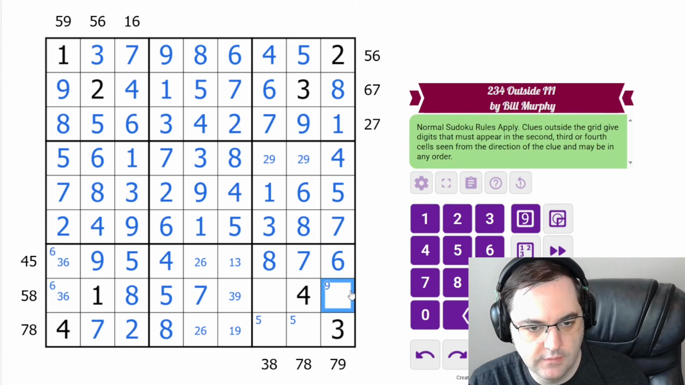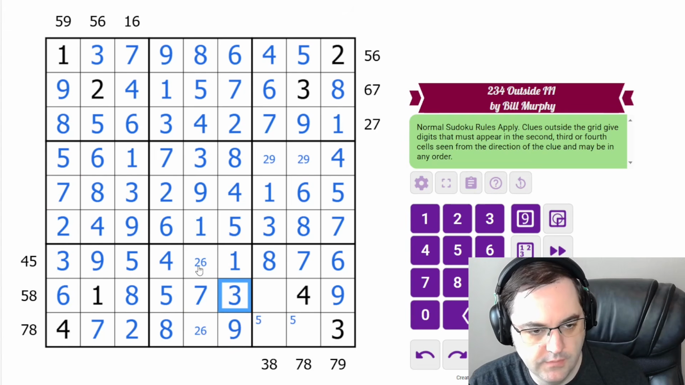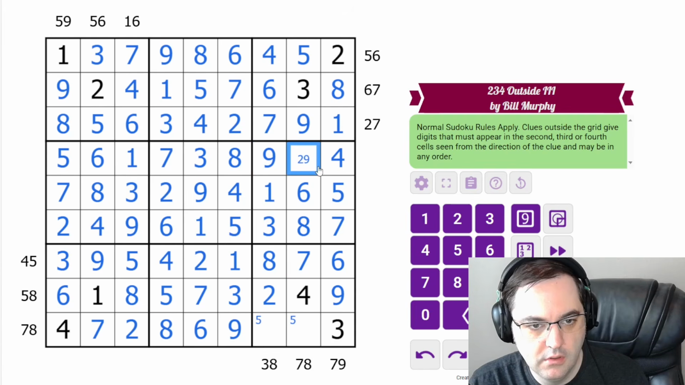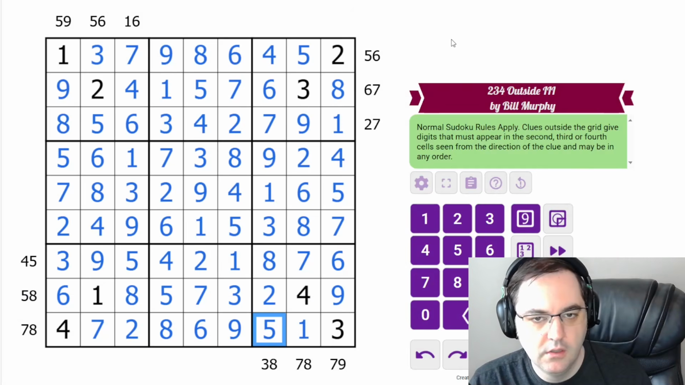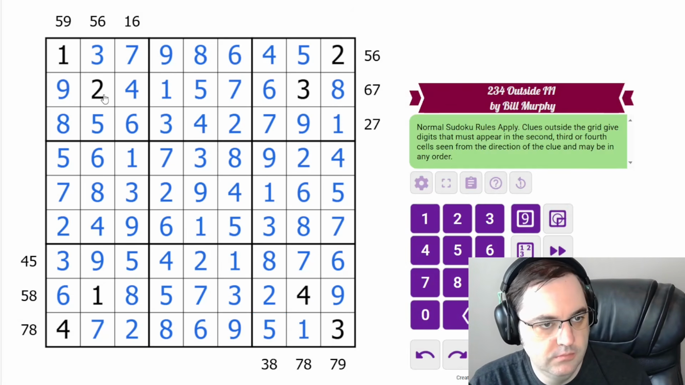These are 6 and 9. That 9's been there for a little bit. 6 and 3. And we're just filling in remaining digits at this point. Last digits are 1 and 5. That's the solution. Really cool.